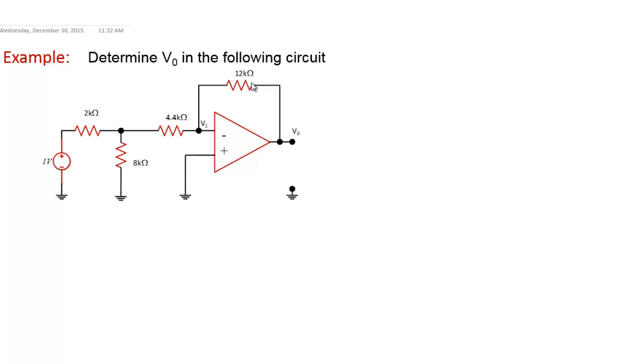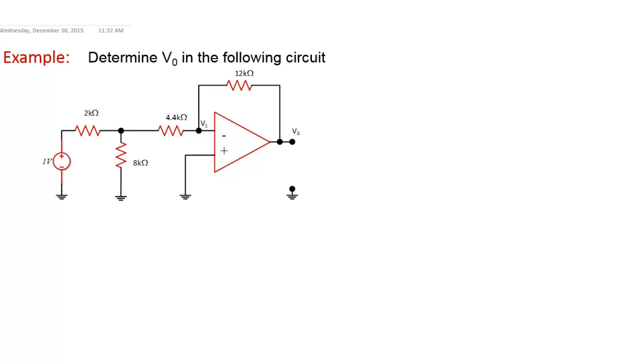Hello all. The purpose of this discussion is to solve a problem that involves an ideal op-amp. Over here you can see there is an op-amp circuit with a 12k ohm resistor in the feedback path, and there are a bunch of resistors in the feed forward path as well.